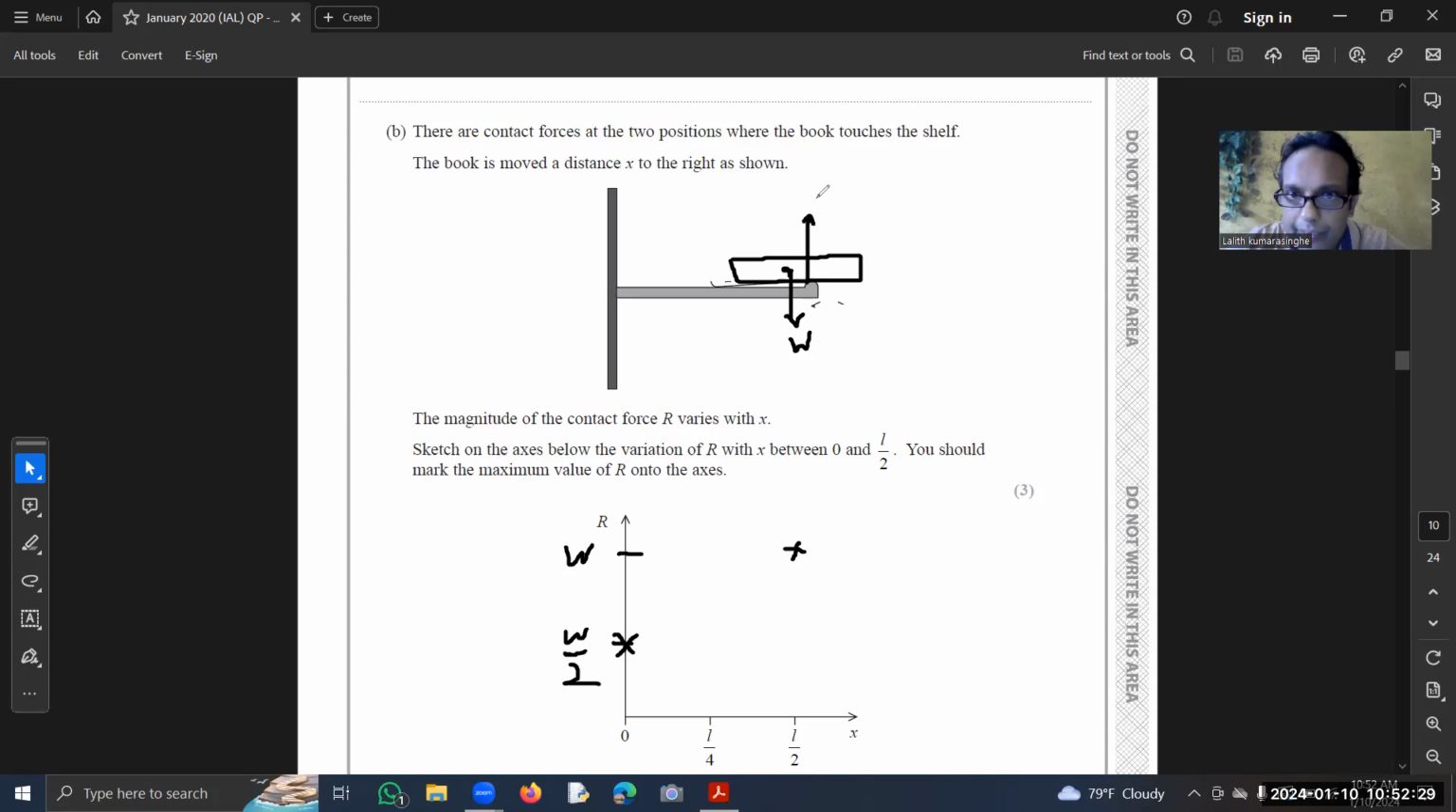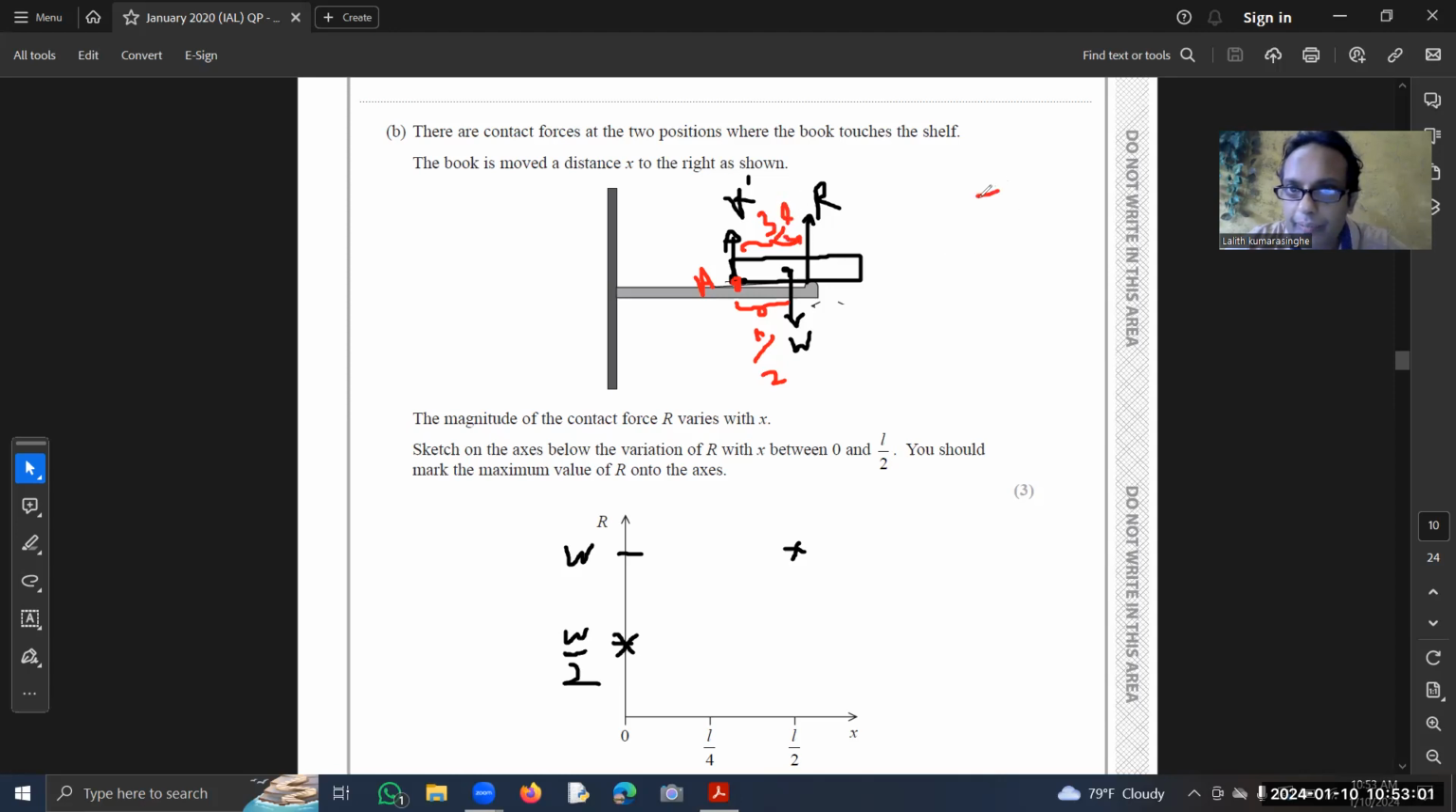R is there. R dash is there. Again, I'm taking moments about this point A. What are the distances? This is L over 2. A quarter is outside, so three quarters is inside. That's 3 over 4 L.